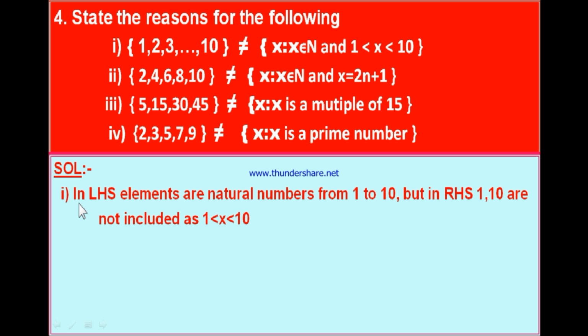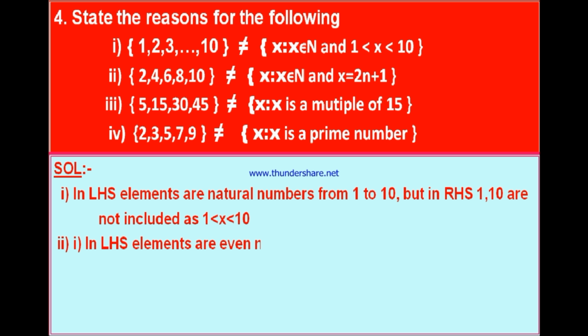You see the solution here. In LHS, the elements are natural numbers from 1 to 10, whereas in RHS, 1 and 10 are not included as 1 < x < 10. If the less than or equal to symbol were in both places, then it will be right. It will be equal. If the less than or equal to symbol is there in both places, then this will be equal to LHS. But here only the less than symbol is there, therefore they are not equal.